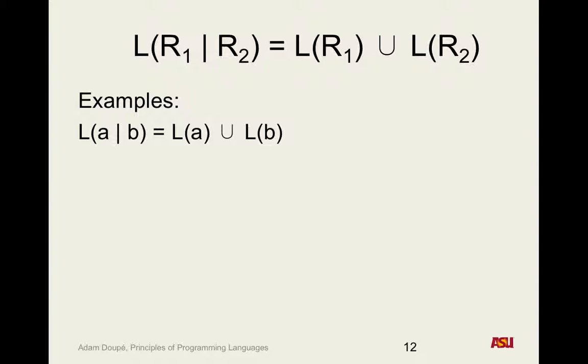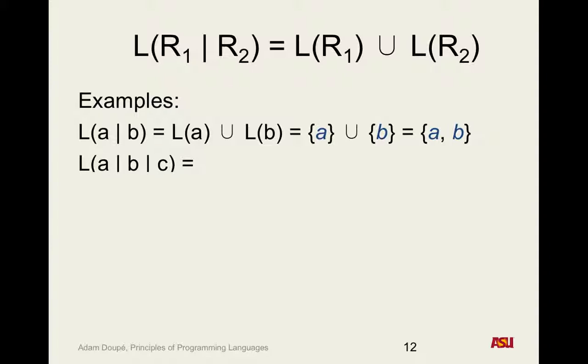And then we're going to apply the other rule, right? So what's the language described by A? Set A. And the language described by B? The language described by A, the set containing the string A, and the set containing the string B. And when we union those together, the set containing A and B. Exactly.